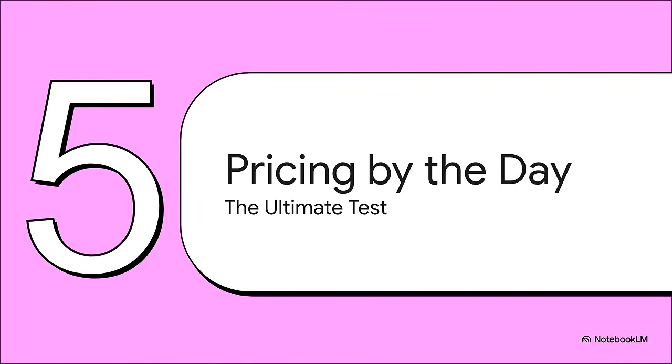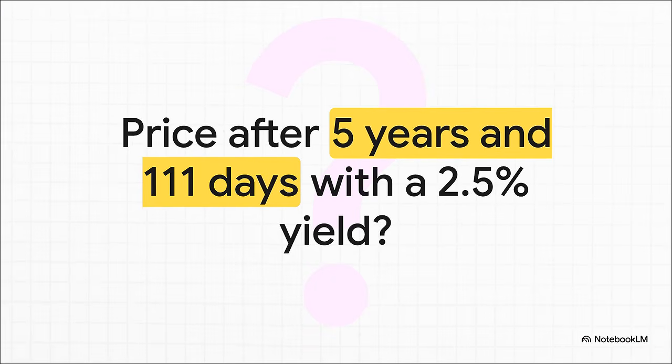You know what? Let's get even more granular. Let's really put this method to the test. We're going to use the exact same two-step process, but this time we're going to nail the price down to a specific day. All right, this is our precision mission. We're jumping way ahead to a very specific moment in time, 5 years and 11 days after the bond was issued. The market net yield has dropped again, down to 2.5%.